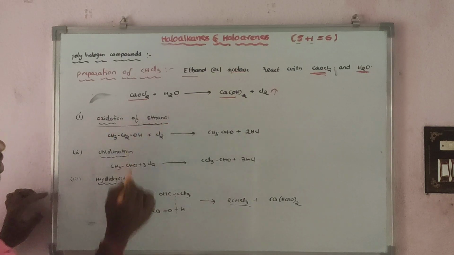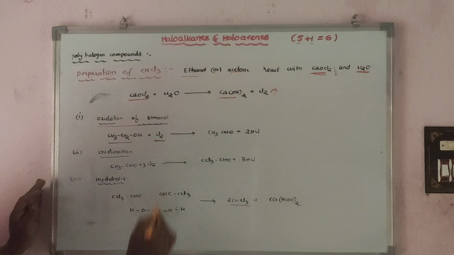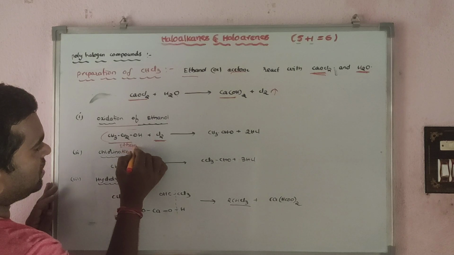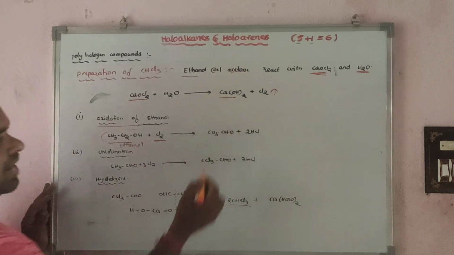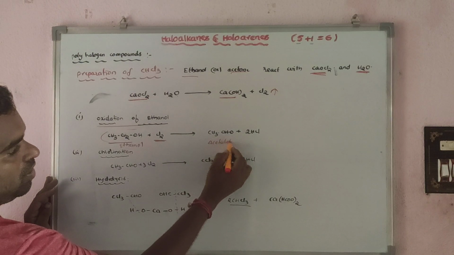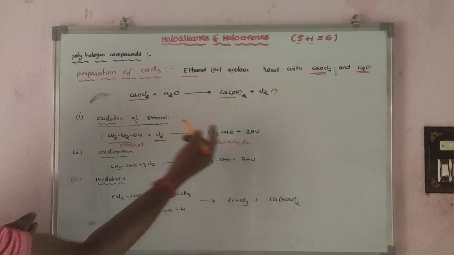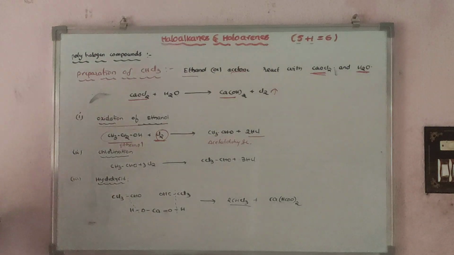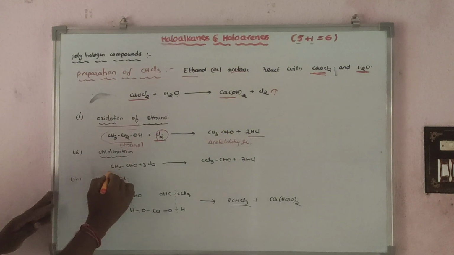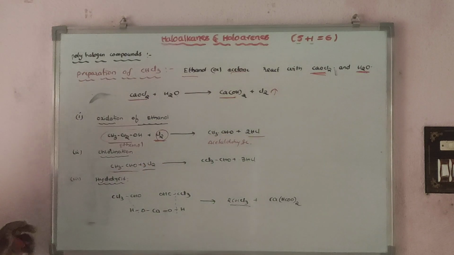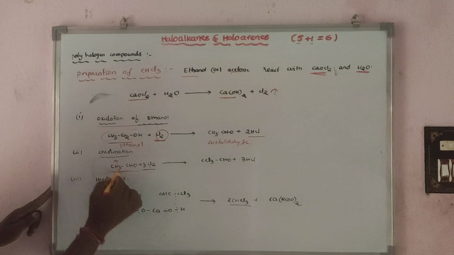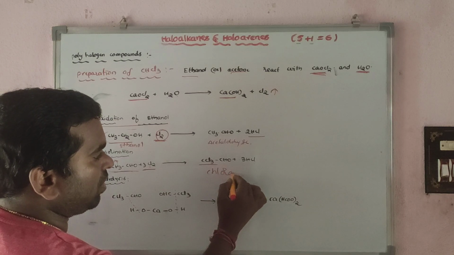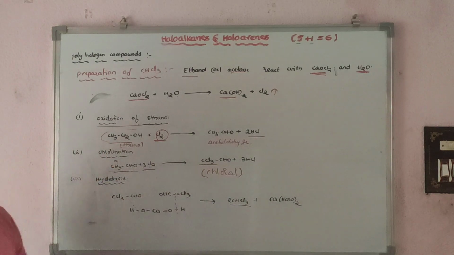First step is oxidation of ethanol by the chlorine. Ethanol, when reacted with the chlorine, is oxidized to acetaldehyde. Clear here? Alcohol to aldehyde, oxidation, by which one? Chlorine. So it will convert it into 2HCl. Next one, chlorination of acetaldehyde. This acetaldehyde which is formed here reacts with the chlorine, and the 3 hydrogen atoms are replaced by 3 chlorine atoms. You will get trichloroacetaldehyde, also called chloral, plus 3HCl. Yeah? Next one.